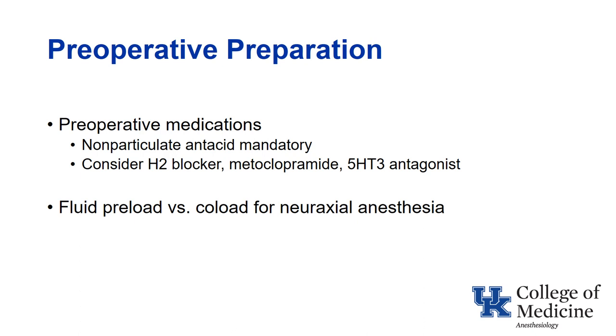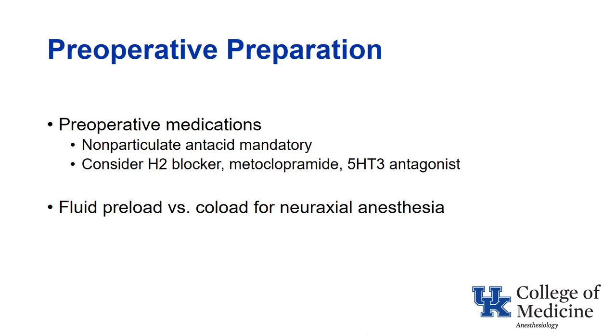And many of us also like to administer other medications for aspiration prophylaxis, including an H2 blocker, metoclopramide, and also to help with intraoperative nausea and vomiting and postoperative nausea and vomiting. Also seriously consider the administration of a 5-HT3 antagonist such as ondansetron.